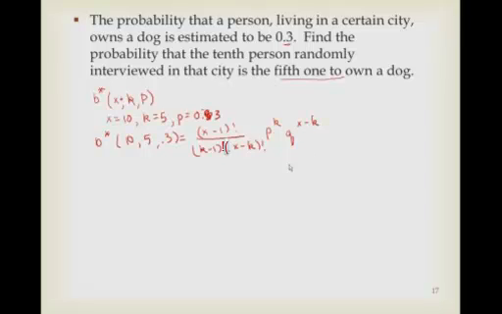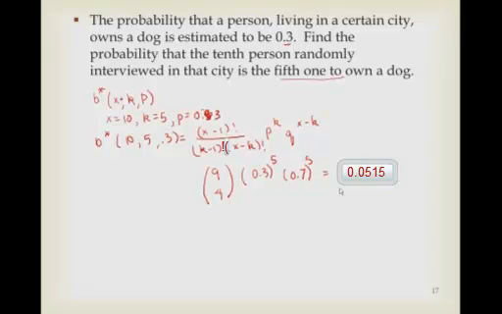And so if that's the case, x is 10, so x minus 1 is going to be 9, and then k minus 1 is going to be 4, so it'll be 9 choose 4, and then p is 0.3 to the 5, that's k, and q is 0.7 to the 5.